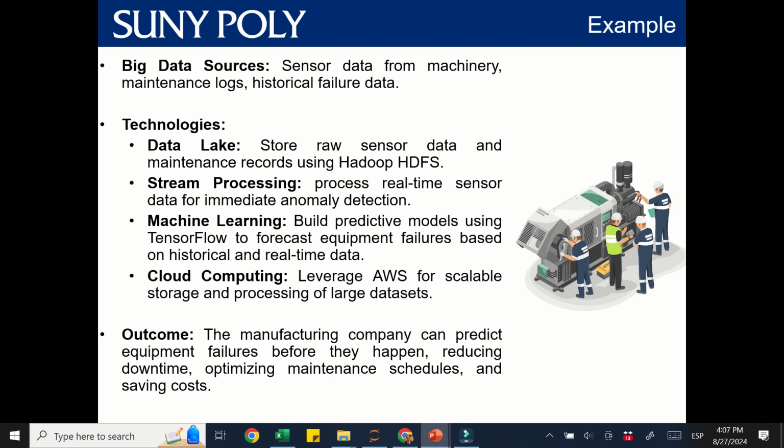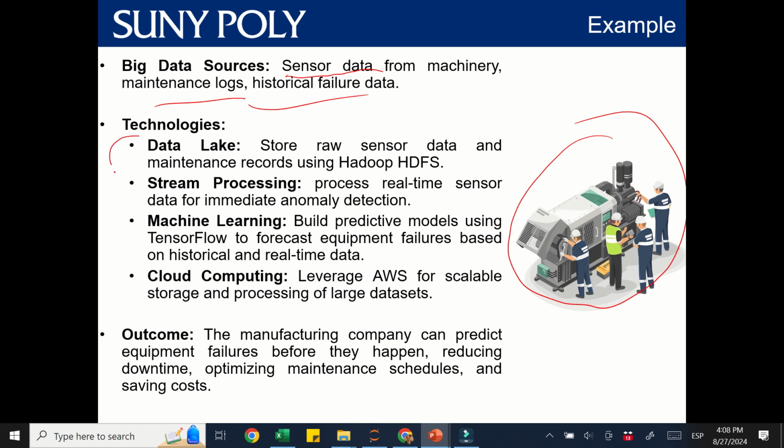This is an example of big data. Imagine that you have a production line for a company, and let's focus on one machine. It's a really important machine. So what are our data sources? We have sensor data from the machine. That includes the maintenance logs, historical failure data, and other relevant variables.